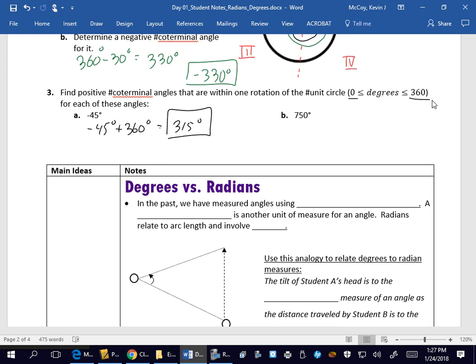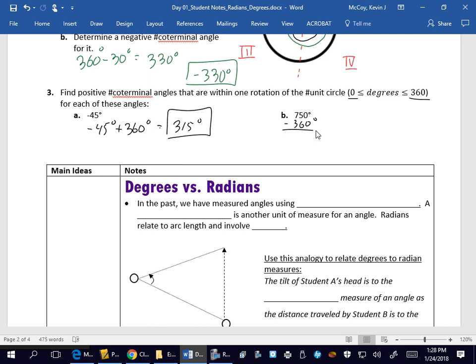In letter B, they've given me an angle which is way bigger than 360. 750 degrees is definitely a bigger angle than 360. So in this case, to get between 0 and 360, we would now have to be subtracting angles. So we're going to start subtracting 360 degrees and see what that gets us.